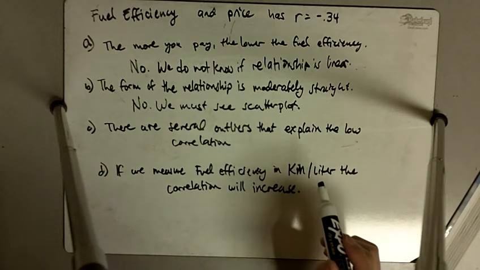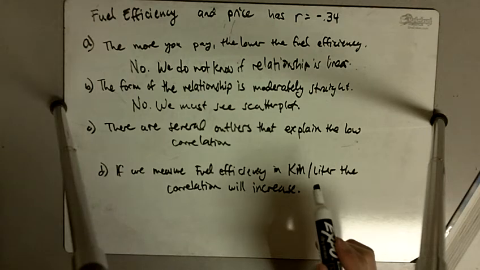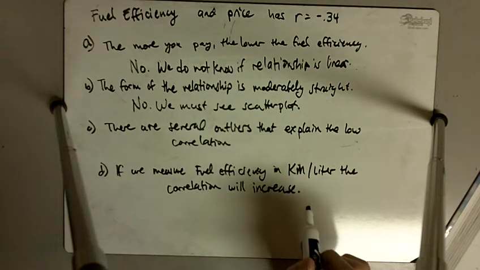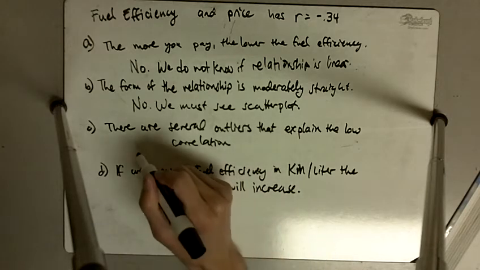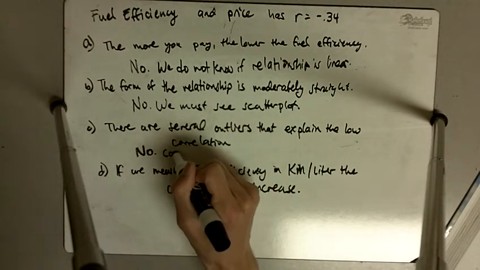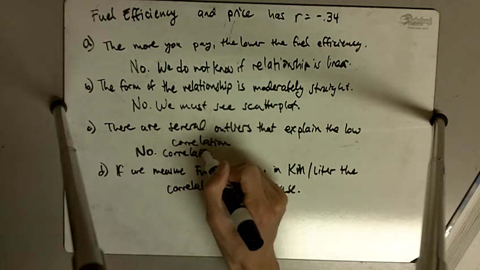Part C says there are several outliers that explain the low correlation. Okay, and so this is no. All right, correlation tells us nothing about outliers. We have no idea if there are outliers or not.